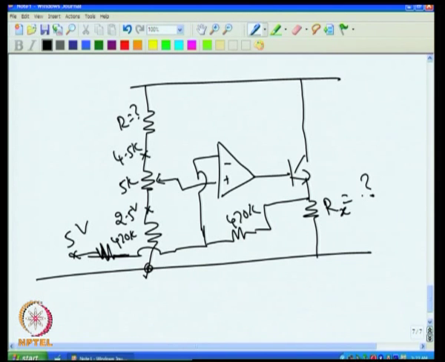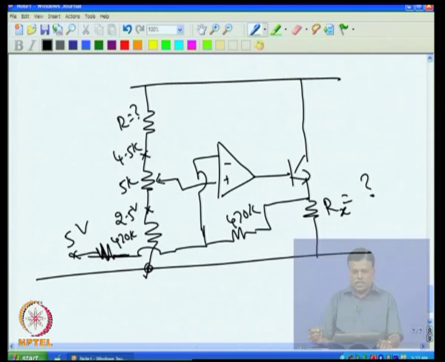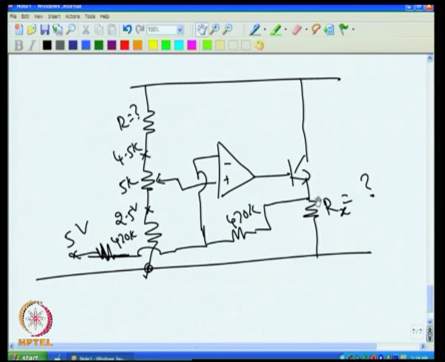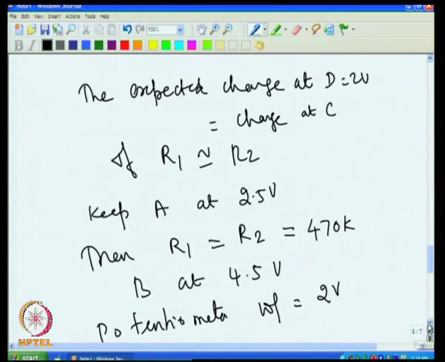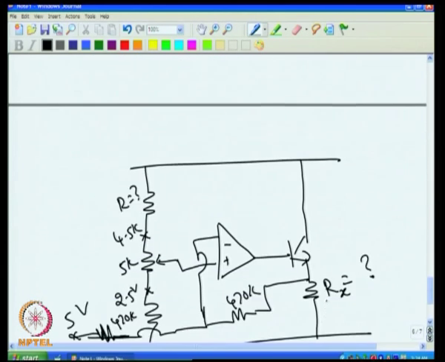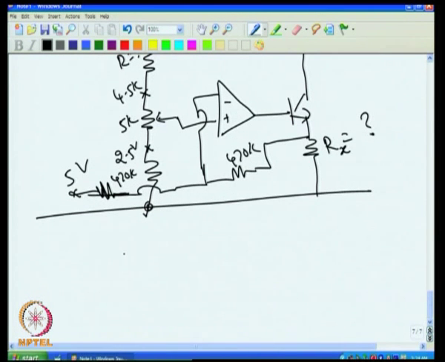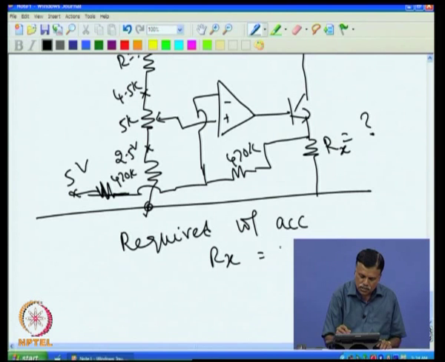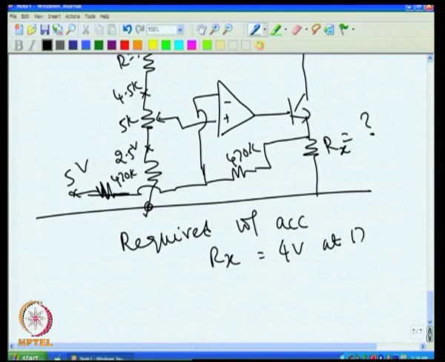or Rx. What is the value that I have to select for Rx? Because we know when roughly about 17 milliampere current is flowing, we need to develop about 4 volt. So, we will develop 4 volt. So, the required voltage across Rx is 4 volt at 17 milliampere current.